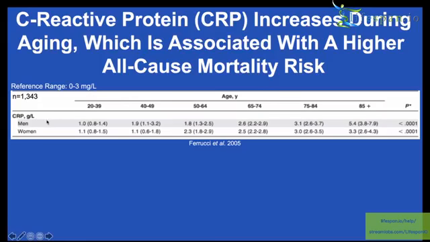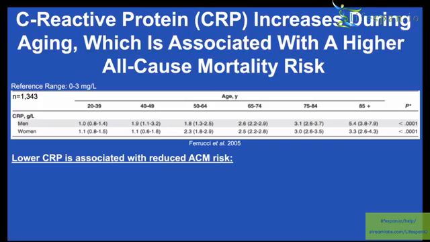So when looking at CRP levels for men and women during aging, so looking at the various age groups all the way up to 85 or older, we can see that for men, CRP increases more than 5-fold. And for women, it increases more than 3-fold. Now, again, as I mentioned, the reference range is from 0 to 3 milligrams per liter, but that doesn't tell us what's optimal. Is a CRP of 2 just as good as a CRP of 1 or less? So let's have a look at some of that data.